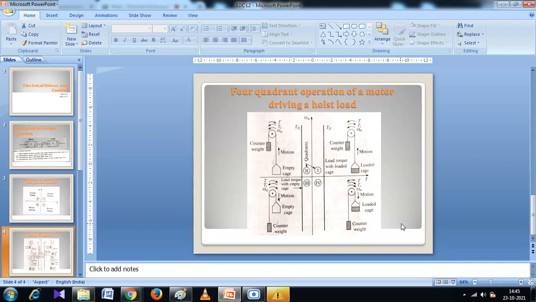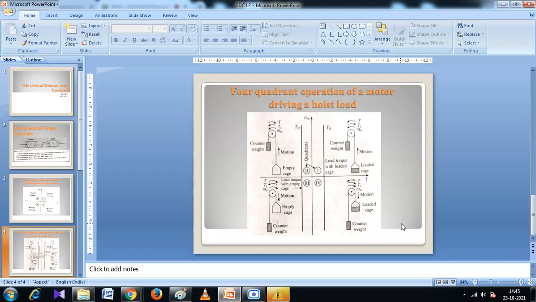And the sign of the angular velocity? Negative. So now tell me, what is the sign of the power? Negative. That means it is in braking operation. When the power is negative, that is braking operation, and when the power is positive, it is a motoring operation.